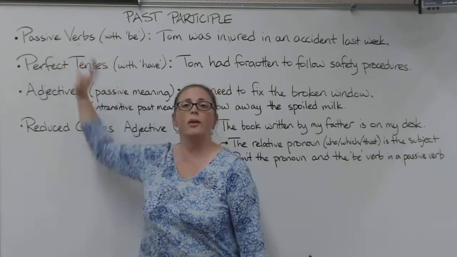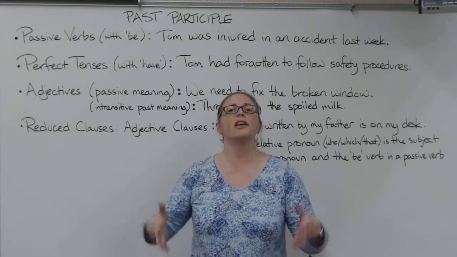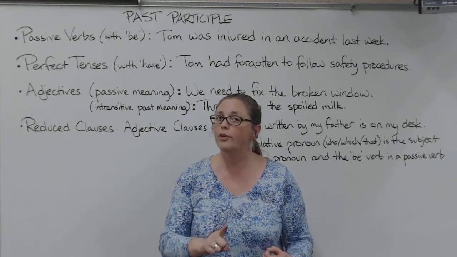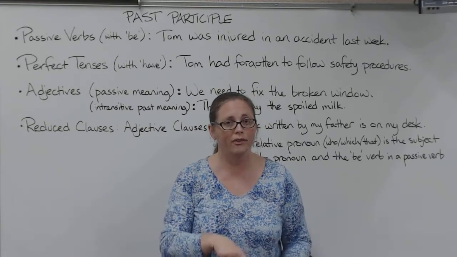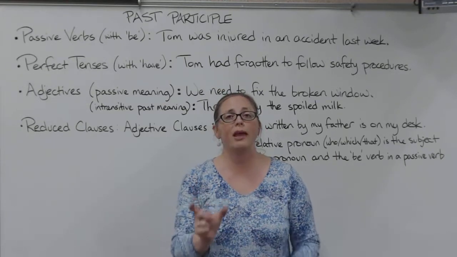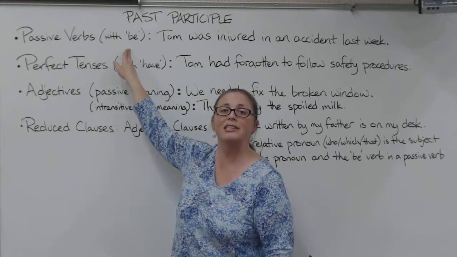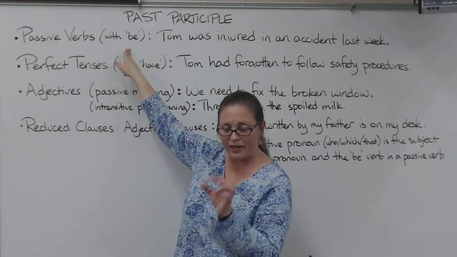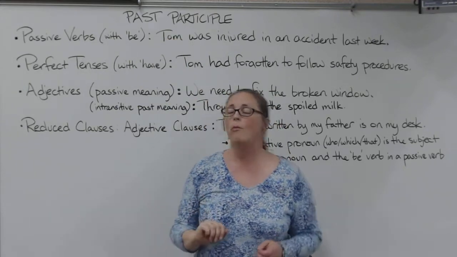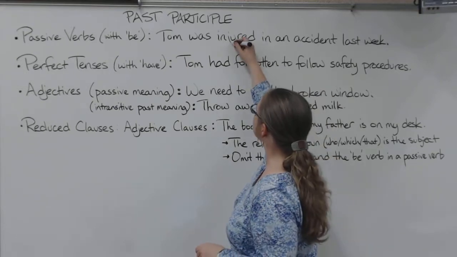These are used with passive verbs. Passive verbs are verbs that are focusing on the receiver of an action. When you want to focus on the receiver and not the doer of an action, you put the receiver in the subject position and you make the verb passive. How do you do that? You use the be verb as an auxiliary verb, the beginning verb, the helping verb, and then you use the past participle. So, Tom was injured in an accident last week.